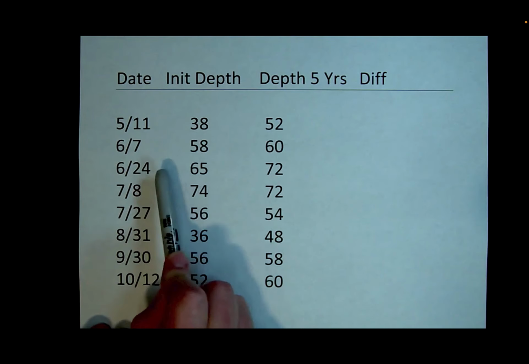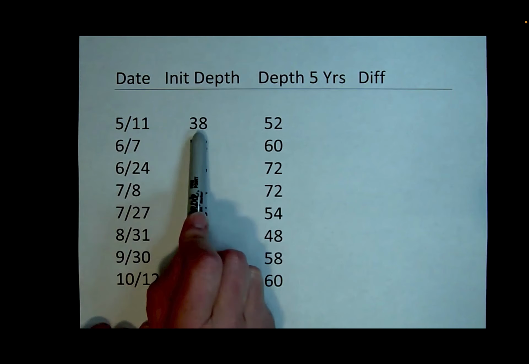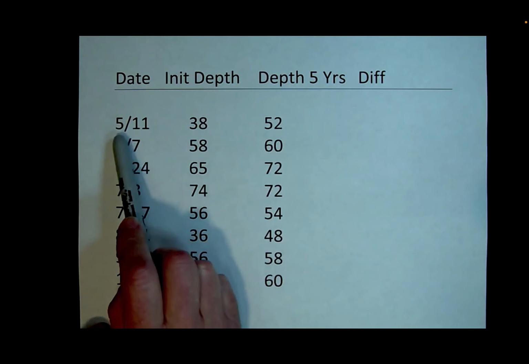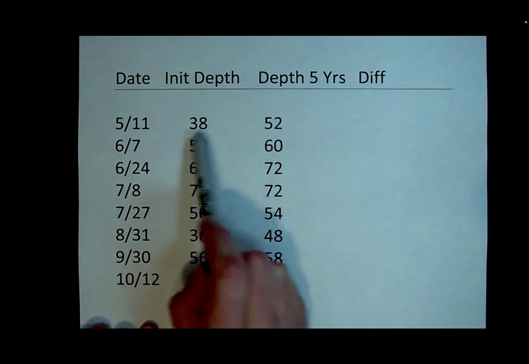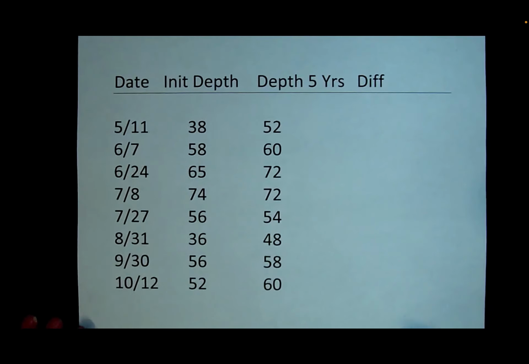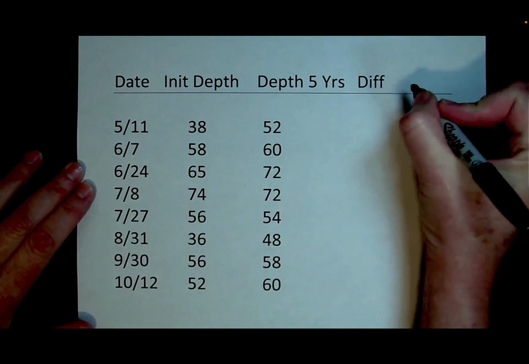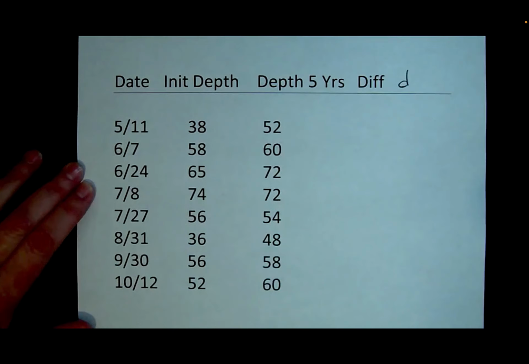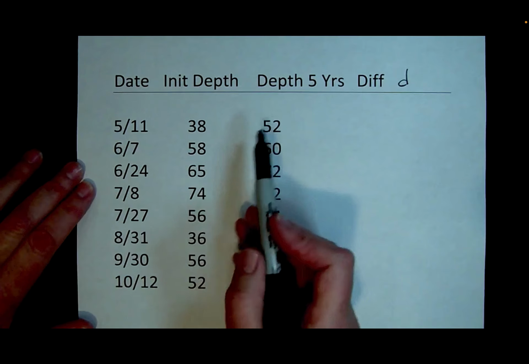So this is matched pairs because as soon as I've picked 5/11 as the date I'm using initially, then that dictates that I'm going to use 5/11 as the date 5 years later. So these two go together because they're from the same day. So these are a matched pair. And again, with this matched pair setup, what we're going to do is calculate the difference for each pair. So I've got a column here for the difference, and that's what we've been calling D. Okay, so let's put that information in.